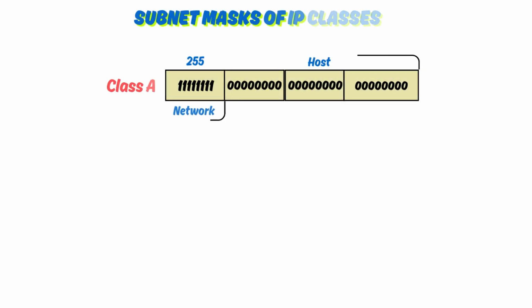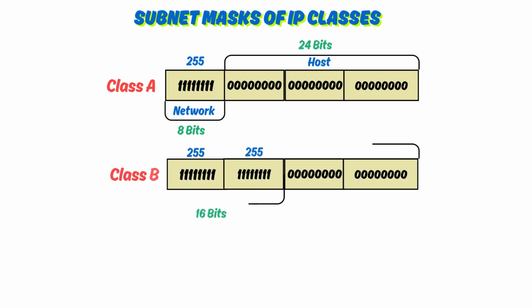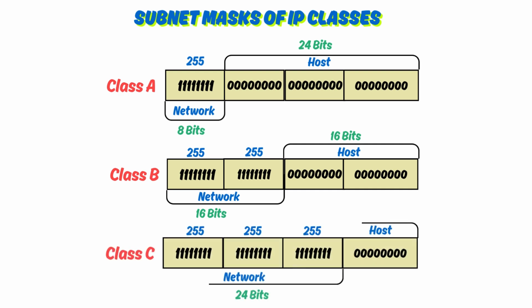The subnet masks of different classes of IP address are given in this diagram. Class A has the first octet reserved for the network ID, while the remaining 24 bits are allocated to the host. Similarly, the class B subnet mask consists of 16 bits used for the network ID, and the remaining 16 bits are used for the host or subnets. And finally, class C has 24 bits allocated to the network, and the last 8 bits are used for the host.